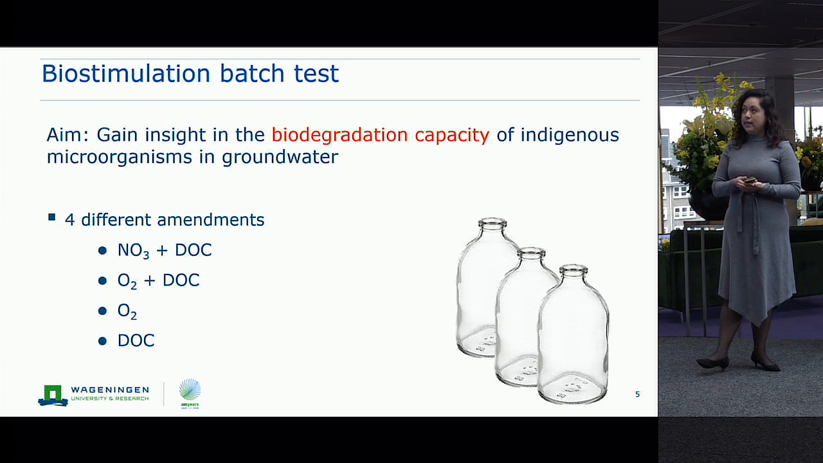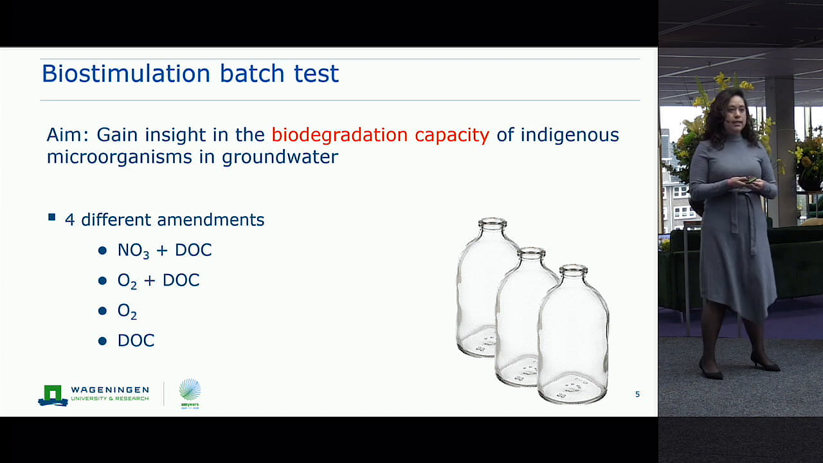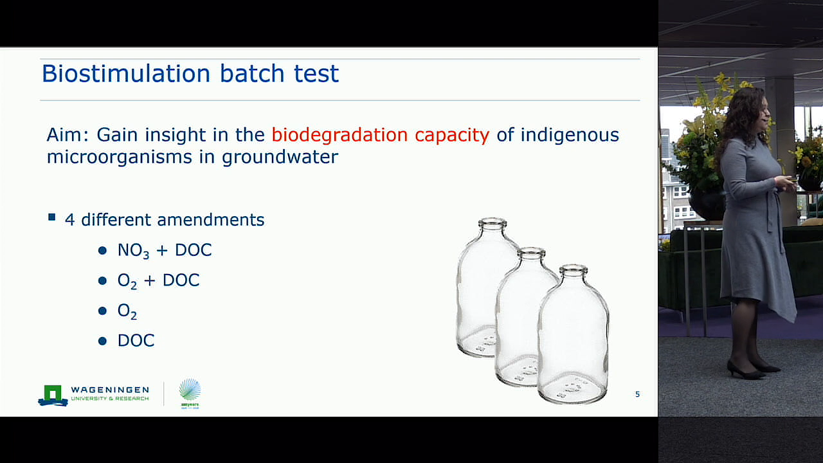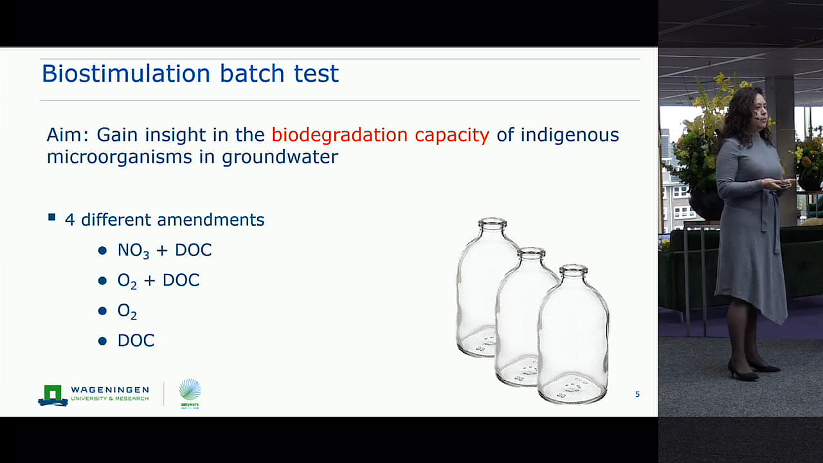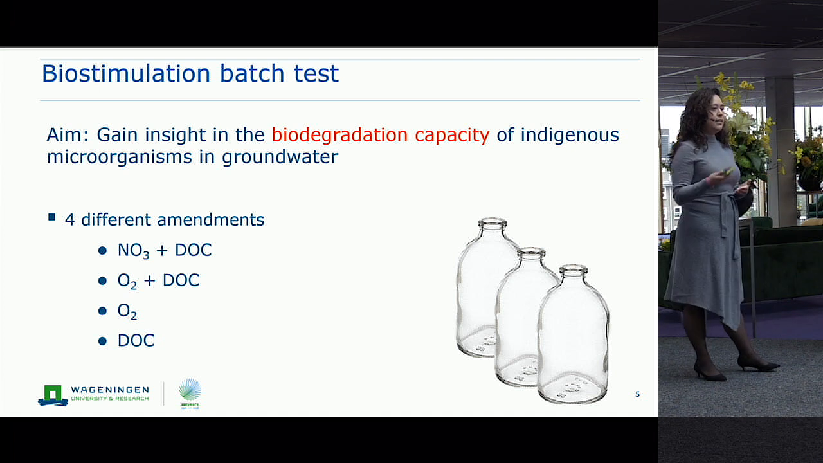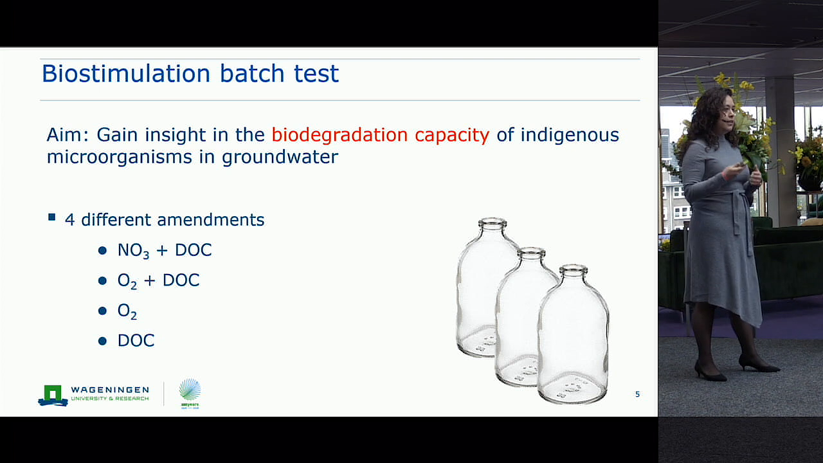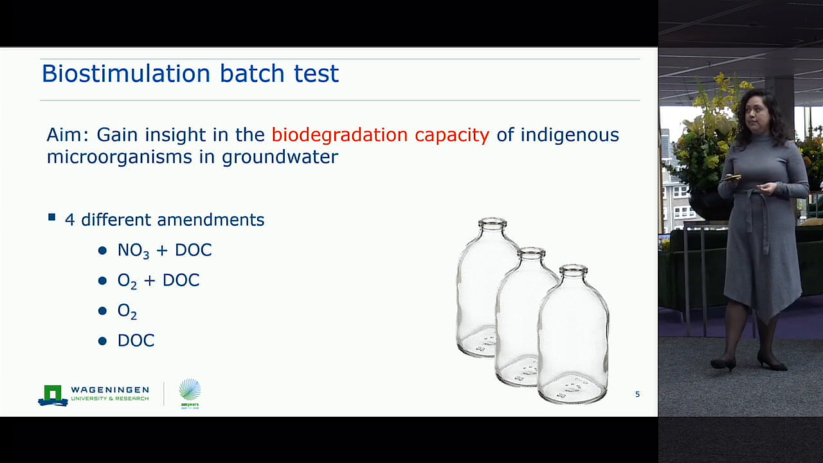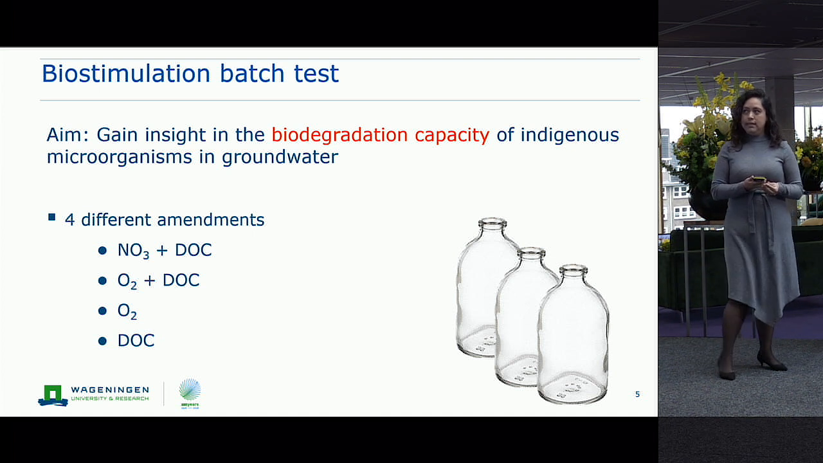And that is why we wanted to study what is actually the biodegradation capacity of the microorganisms in the field. This means, if we have the naturally occurring indigenous microbial communities, what is their capacity to actually biodegrade pesticides? We know that they've been in contact with these pesticides, and we wanted to figure out how this influences their microbial activity. And for this, we did a batch experiment.